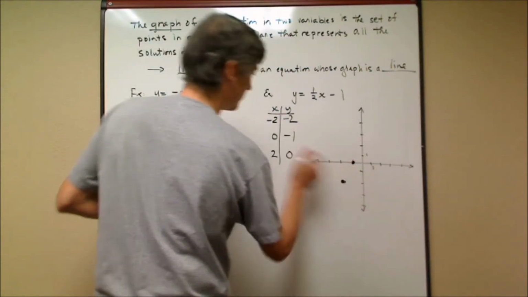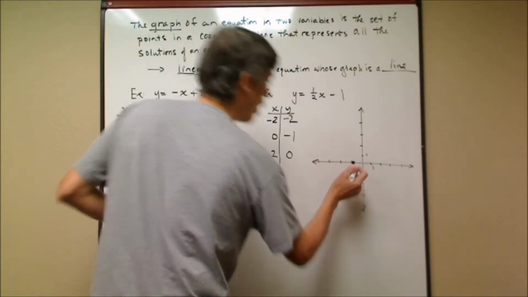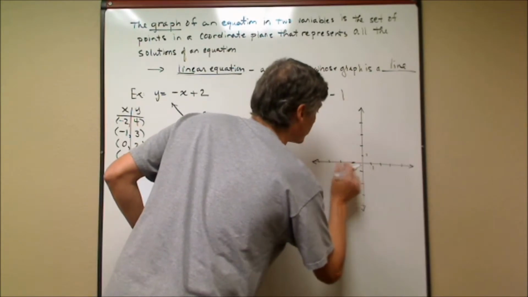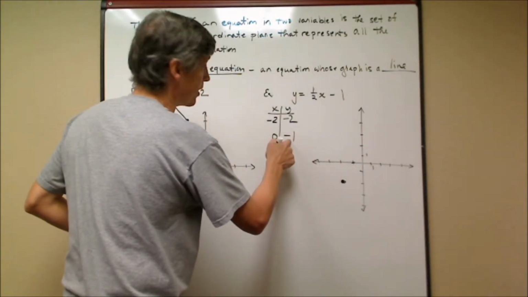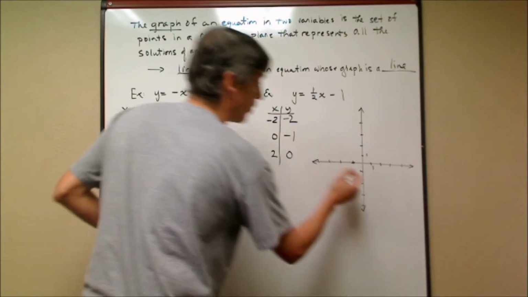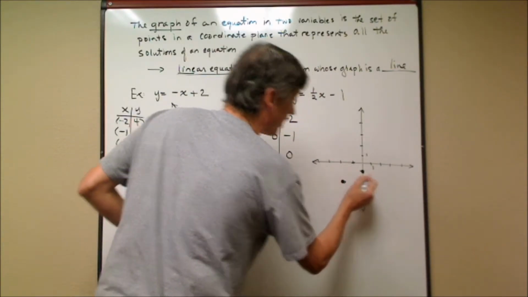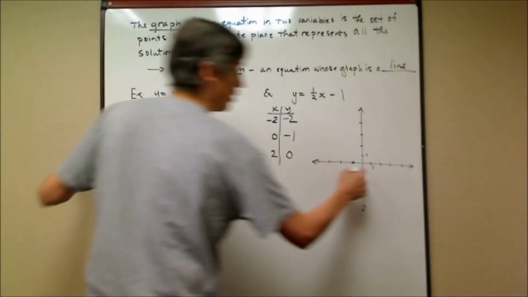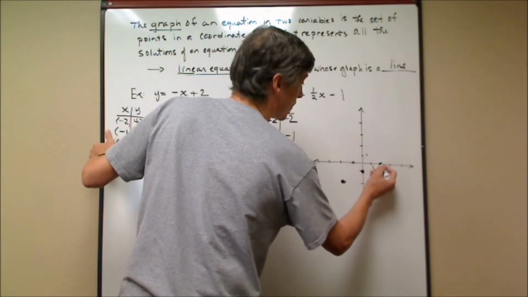Oh, excuse me. Well, I marked that wrong. Let's try that all over again. 0, negative 1, not negative 1, 0. 0, negative 1 is right here. 0 right or left, and then down 1 unit. Now 2, 0. That's 2 to the right, 0 up or down.